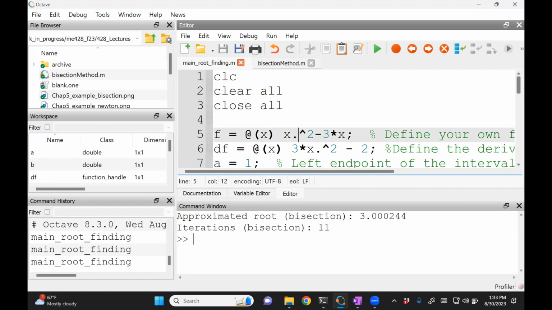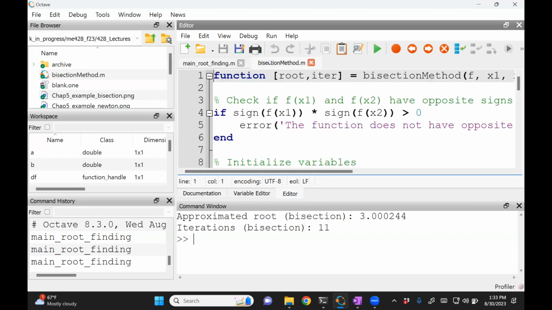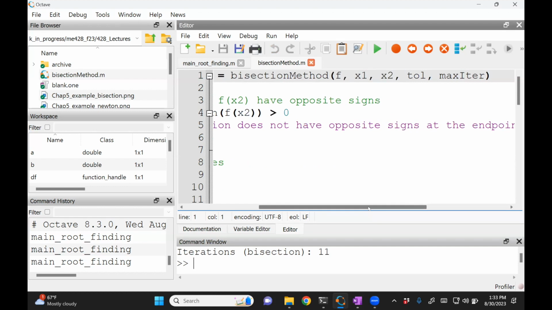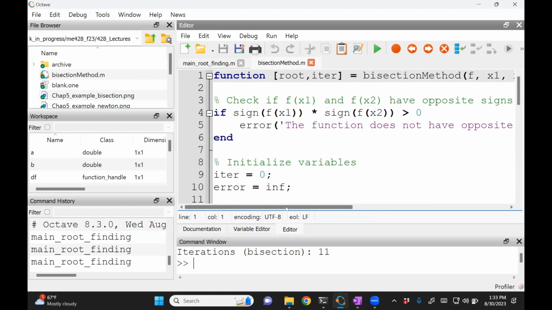Okay, so this is the function. It is passed to the bisection method. Bisection method here has f, x1, x2, tolerance, max, etc. I hope it is self-explanatory if you look at the notes. So I need to check the sign of the multiplication, sign of f of x1 times sign of f of x2 greater than 0. Technically, you don't need to put sign. You can just check whether f of x1 times f of x2 is greater or less than 0, but I just use the sign. The logic is the same.